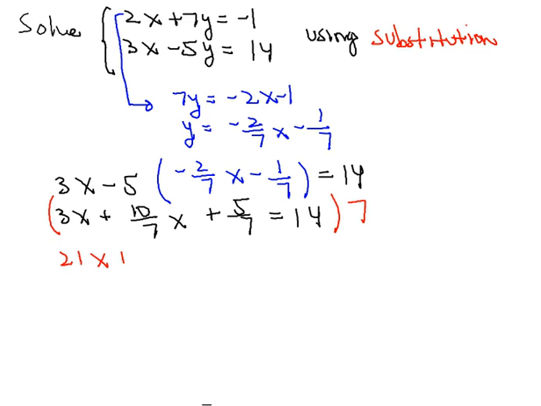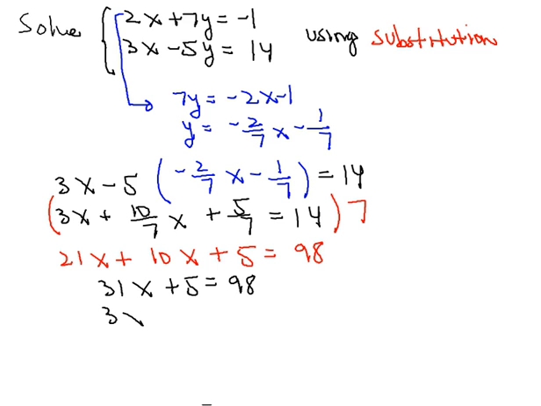21x plus 10x plus 5 then is equal to 98. So combining terms, we'll then have 31x plus 5 is equal to 98. And then subtracting 5 from each side, we end up then with 93. And dividing each side by 31, we can see that x will be equal to 3.